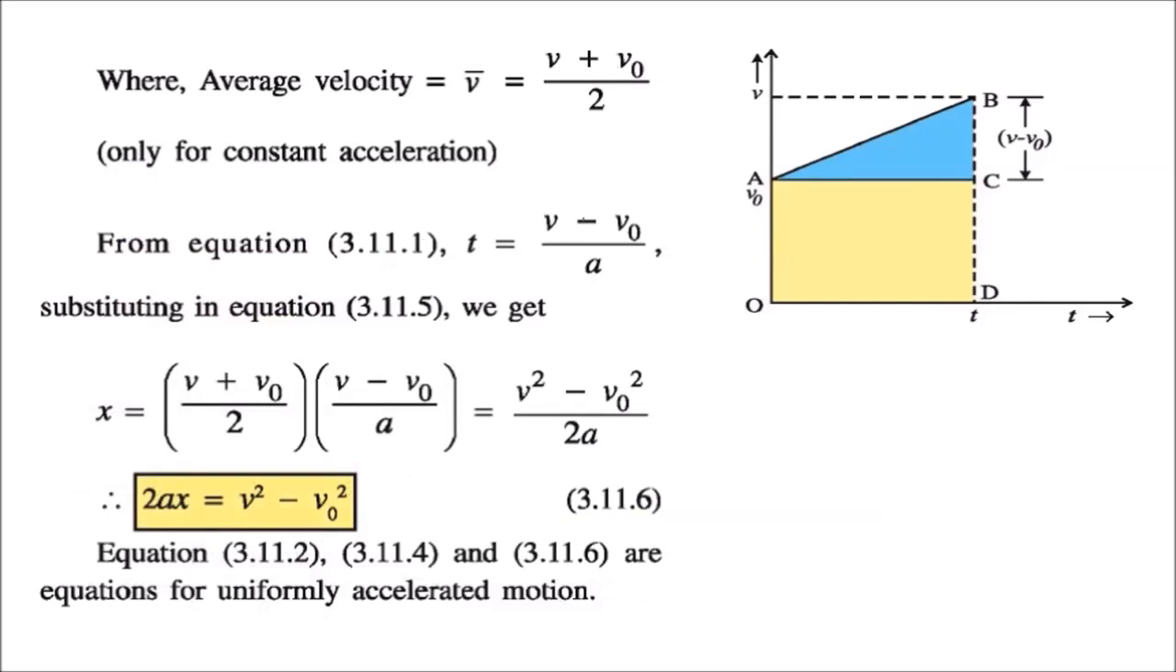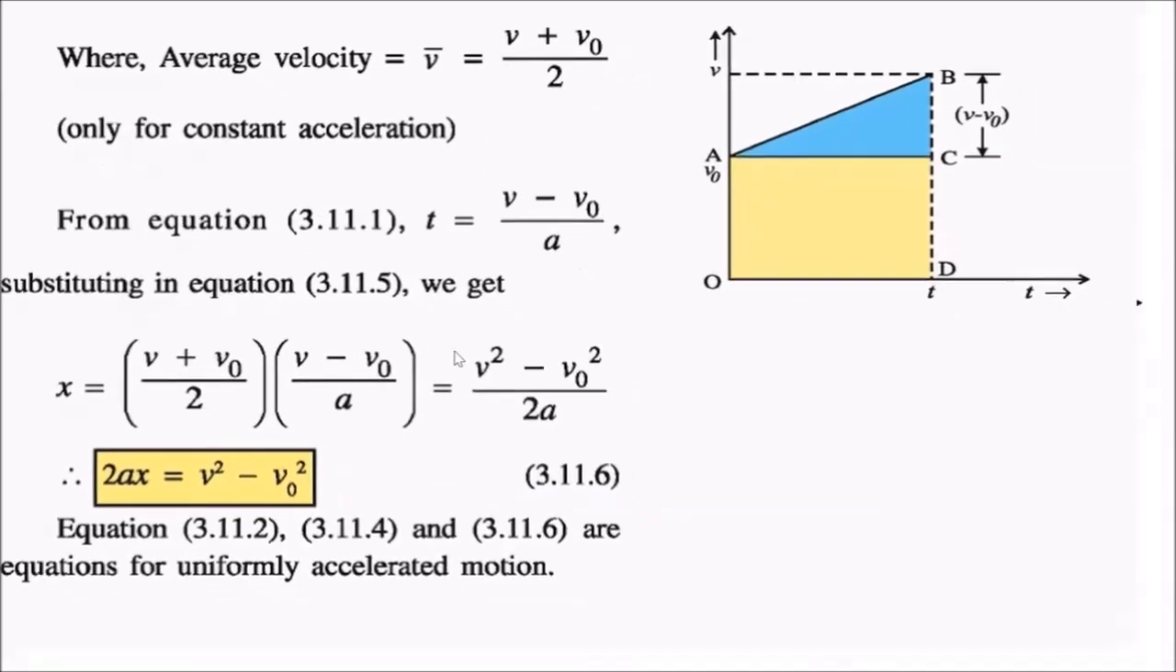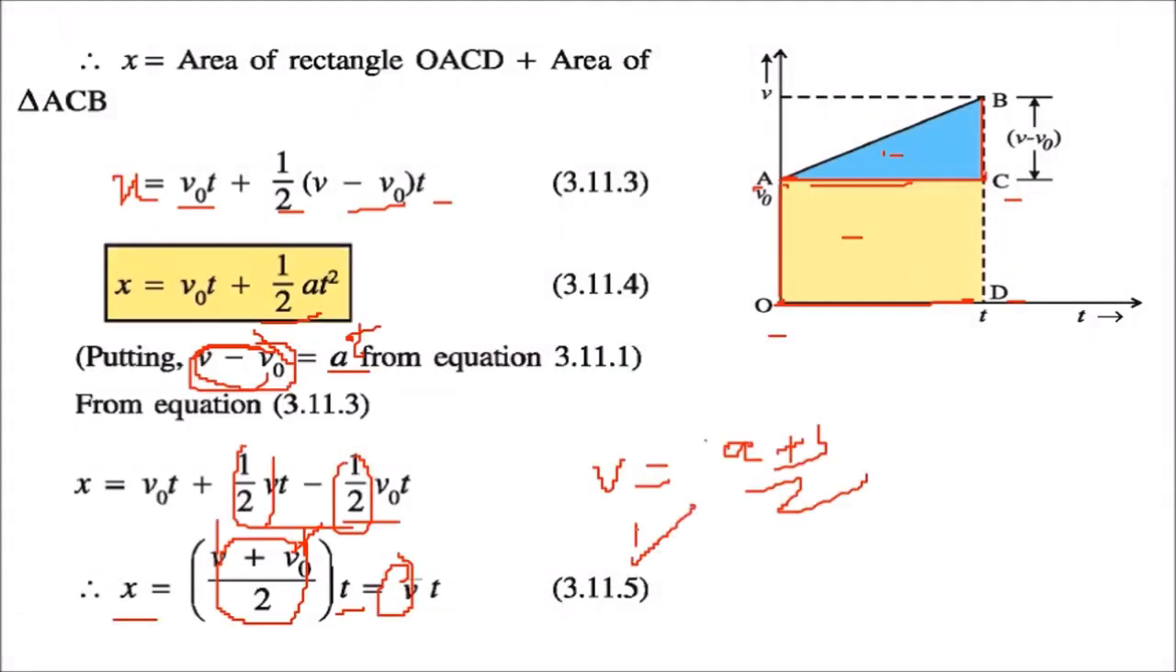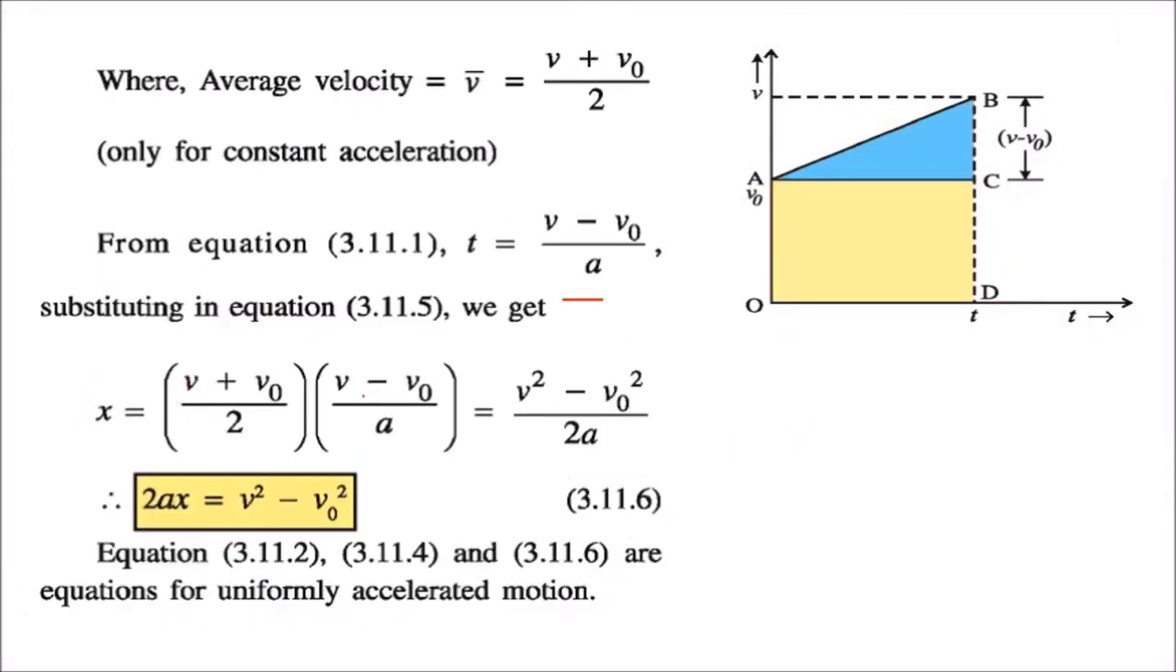From the first equation we get t equal to v minus v0 by a. Now let us put this in equation 11.5. We already had x equal to v plus v0 by 2 into t, and in place of t we can put this. So we get another equation, x equal to v square minus v0 square by 2a. Taking 2a to the other side, we get 2ax equal to v square minus v0 square. So these three equations are very important. These are the equations for uniformly accelerated motion.